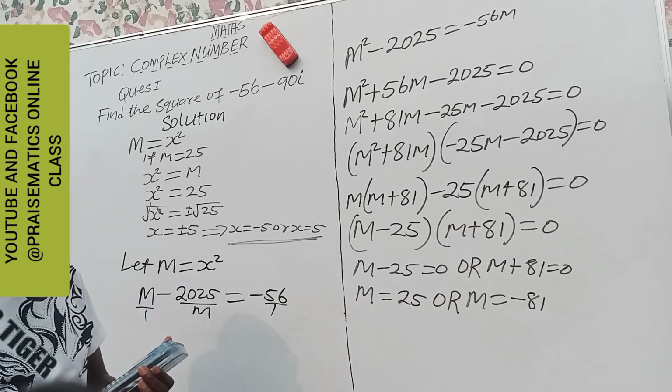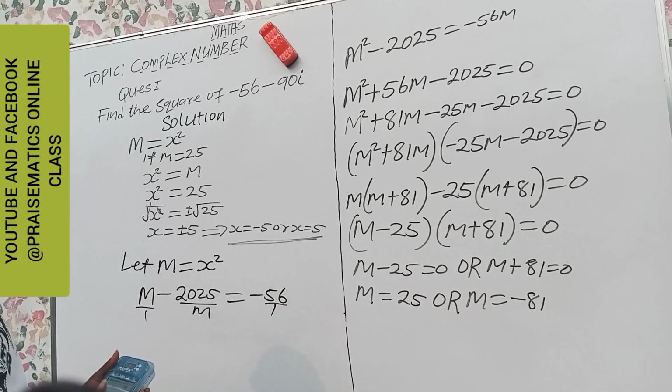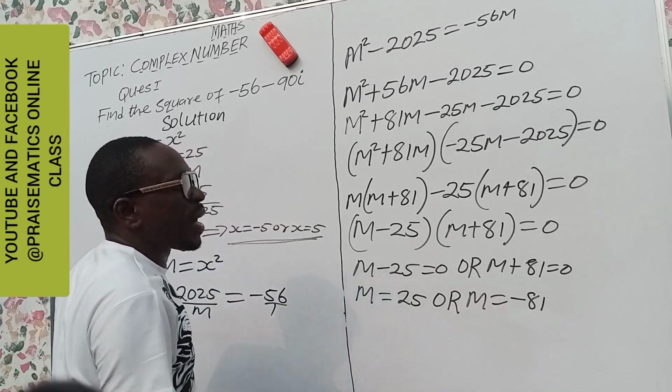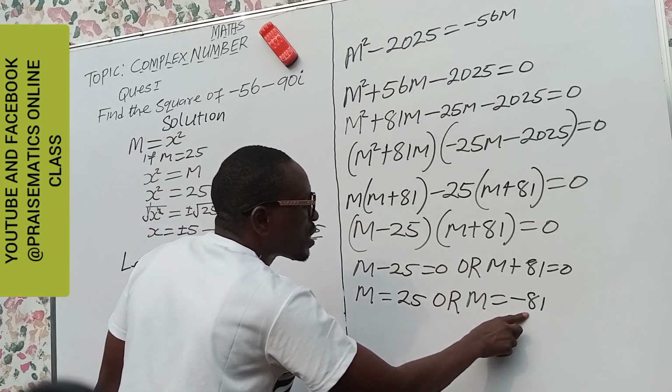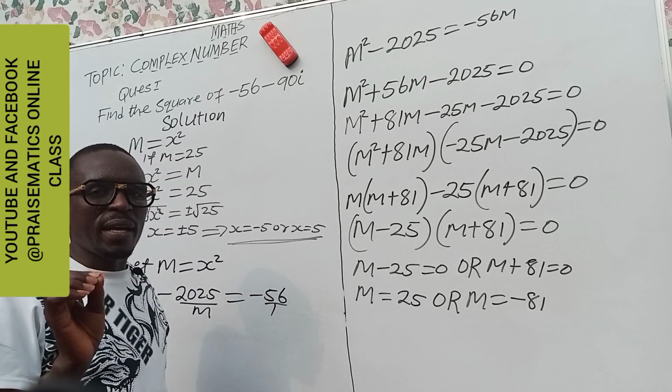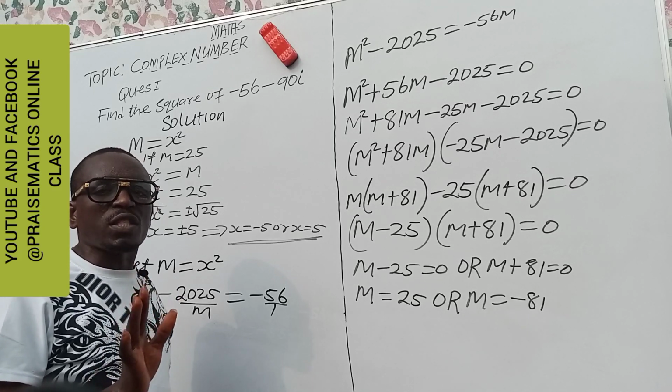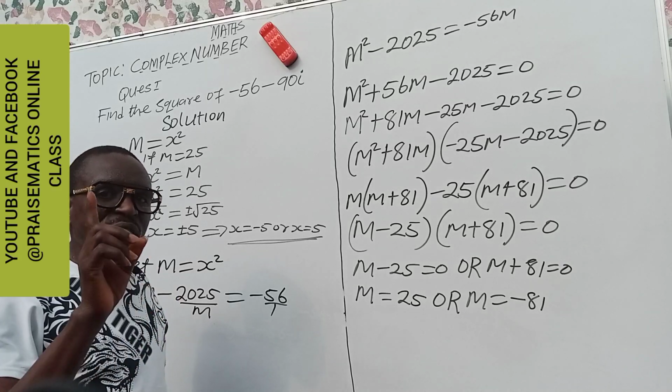And that is for x. If you actually want to get y, you now pick this m equal to minus 81. This m equal to minus 81 is a complex number. So we are going to get your answer, but your answer will be in a complex form. By then you get your y.